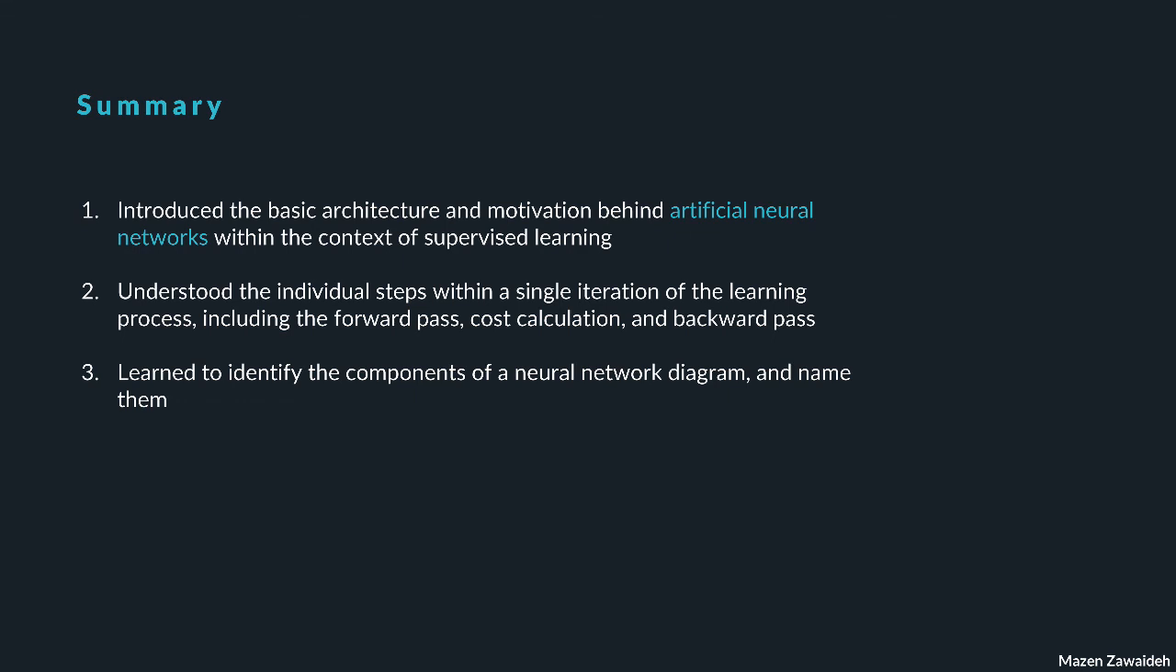In summary, we've introduced the basic architecture and motivation behind artificial neural networks within the context of supervised learning. We've understood the individual steps within a single iteration of the learning process, including the forward pass, cost calculation, and backward pass. And finally, we've learned to identify the components of a neural network diagram and name them.